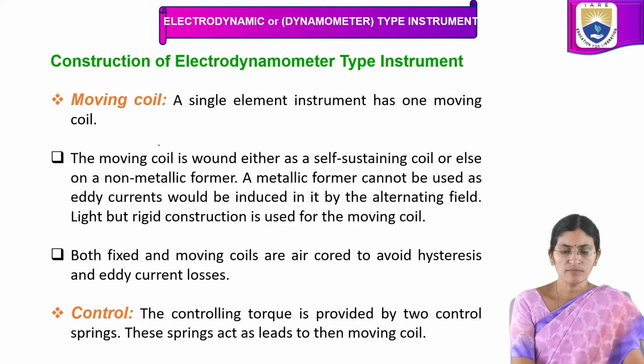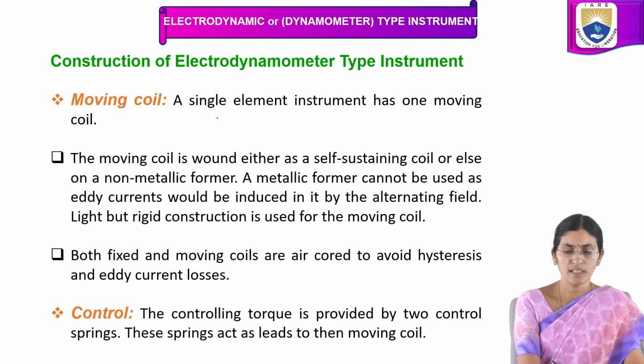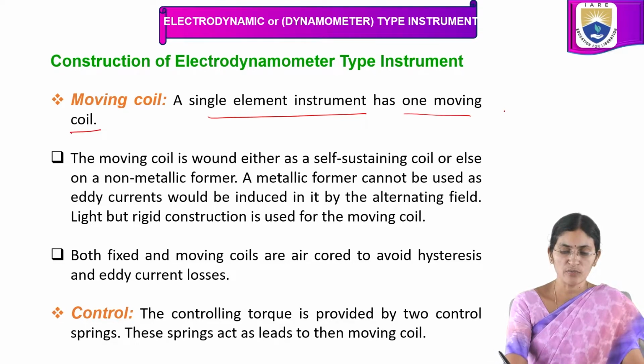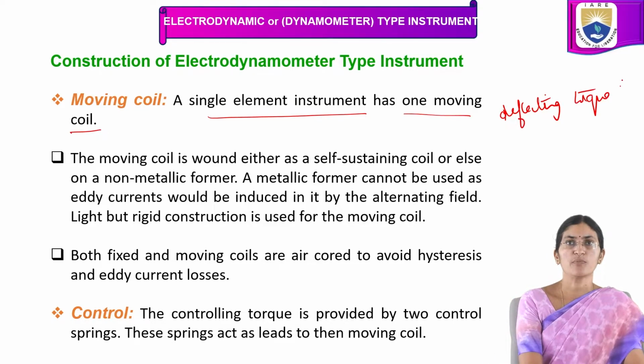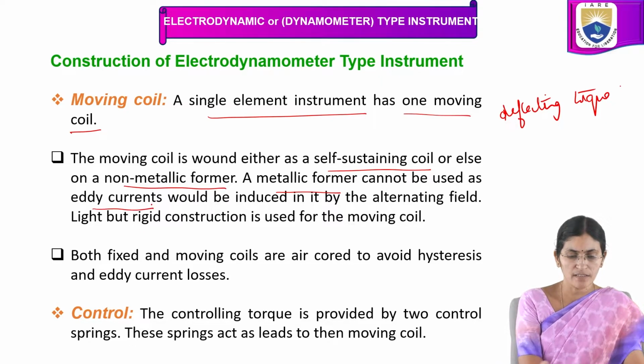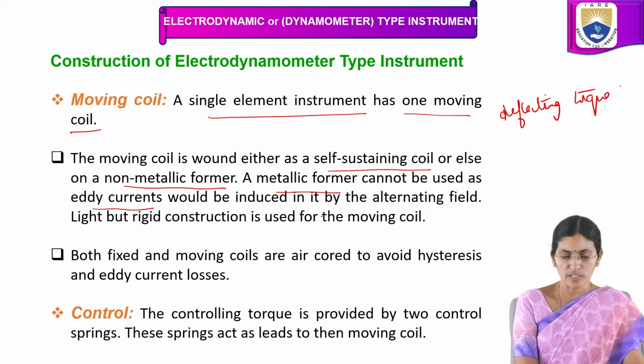Next, moving coil. So a single element instrument has one moving coil. So the function of the moving coil is to produce the deflecting torque. It is wound either as a self-sustaining coil or on a non-metallic former. We cannot use a metallic former because eddy currents would be induced in it by the alternating field.